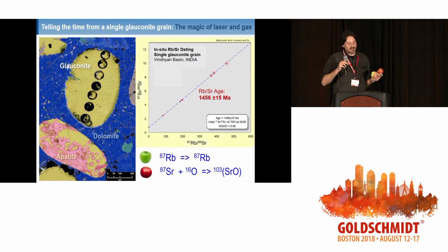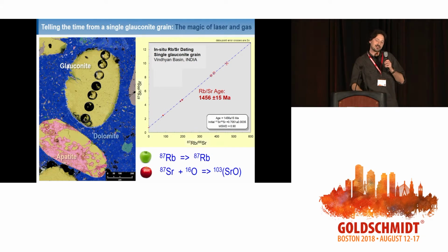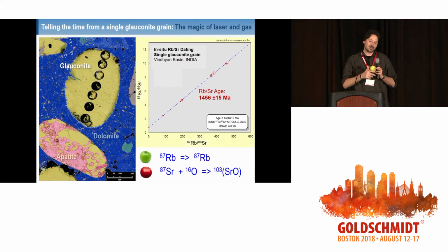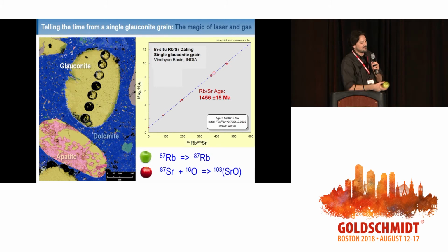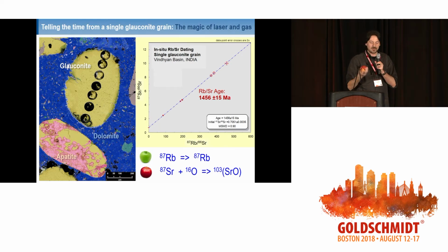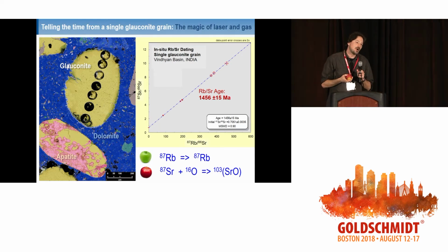And how the system works, just last minute, is we have a collision cell filled with oxygen, and rubidium will fly through that cell, and you can measure it as rubidium-87, but strontium is very friendly with the oxygen, so it will combine, and you measure these as strontium with a different mass. So this way, we can separate these two isotopes and get the age that we need.